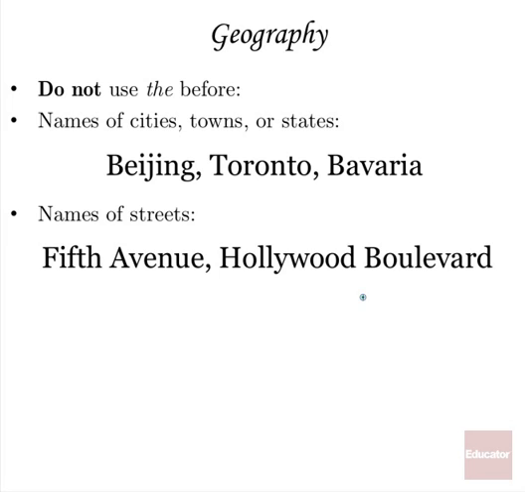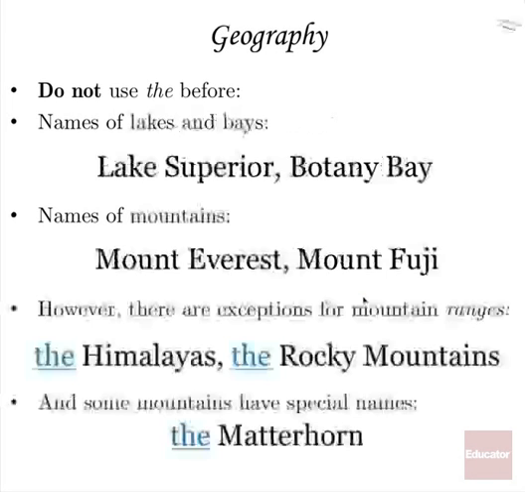You just say Beijing. You also don't use it for the names of streets. Fifth Avenue, Hollywood Boulevard. Now, occasionally, you'll find a street that has a special long name that includes the, in which case, use the. But basically, if it's not on the sign, don't use it for a street.